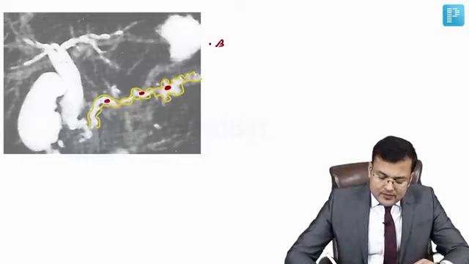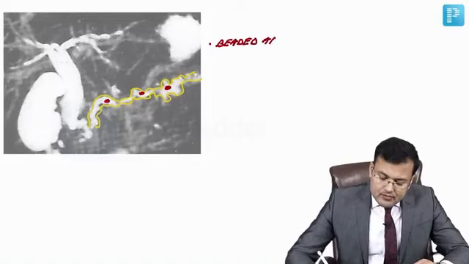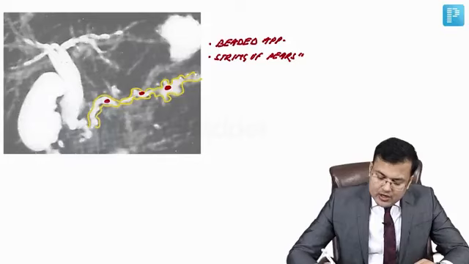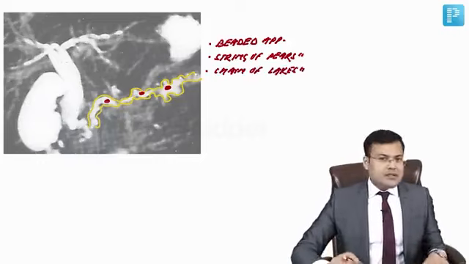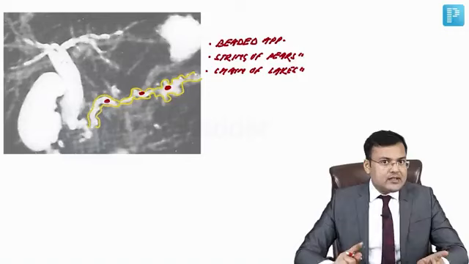Characteristic appearances: beaded appearance, string of pearls appearance, or chain of flakes appearance. Clear? These are the characteristic appearances in chronic pancreatitis we discussed.